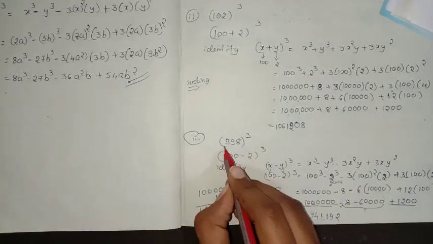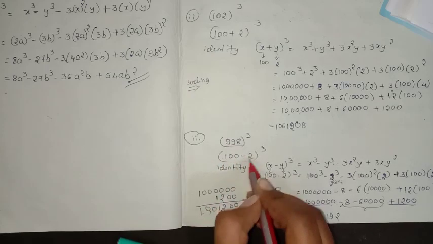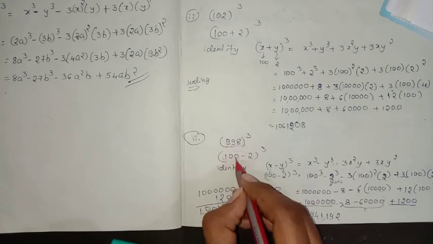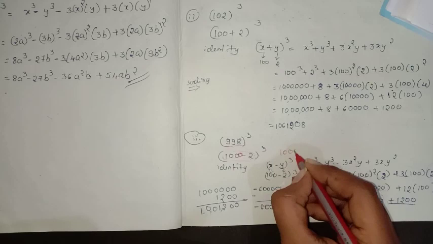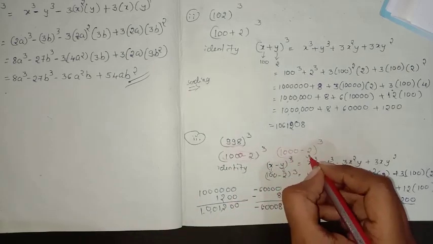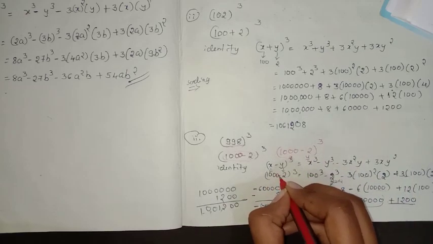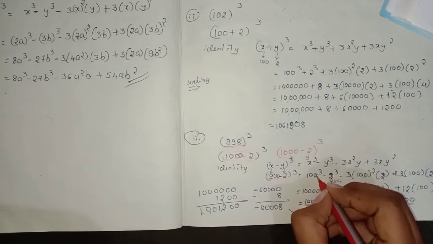It is 998, so it is not 100 minus 2. I thought it was 98, but since it is 998, it must be 1000. So you have to write (1000 minus 2) whole cube. Now it is x and y, and you have to apply the formula. That means it will become 1000 minus 2, and wherever the x value is there, you have to put 1000.